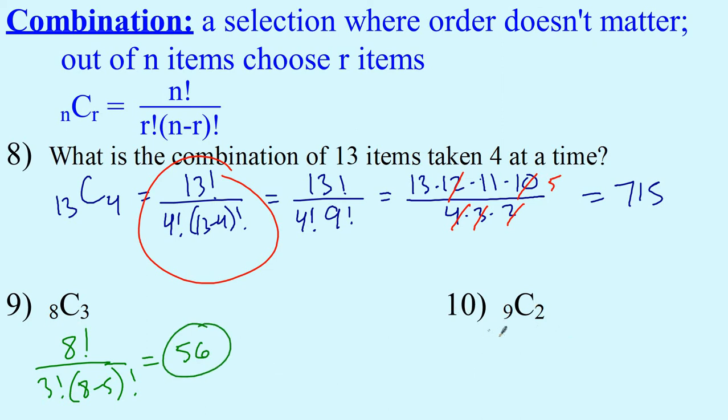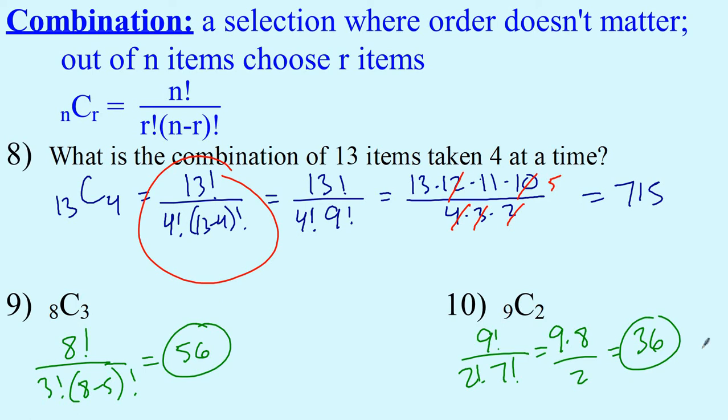Part 10, or number 10, you have 9 factorial over 2 factorial times 7 factorial. All right, actually, I could just do that one in my head. That's 9 times 8 over 2. 4 times 9, right? Don't overthink it, okay?